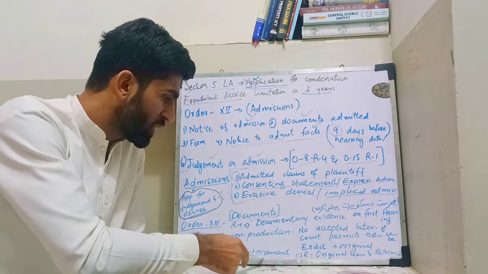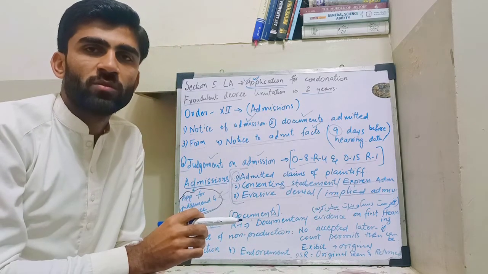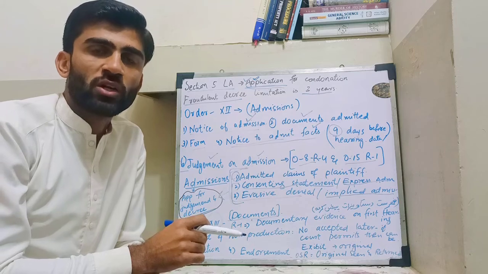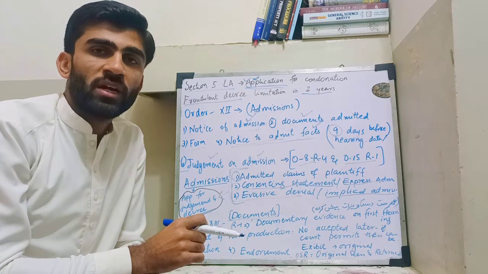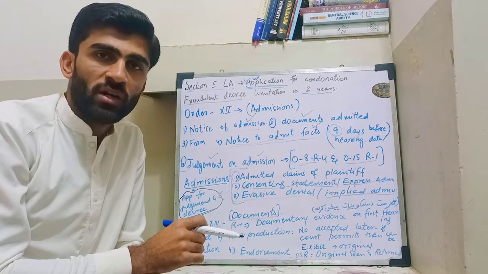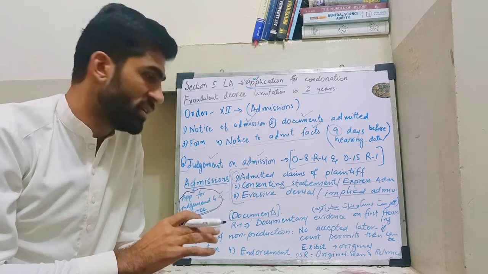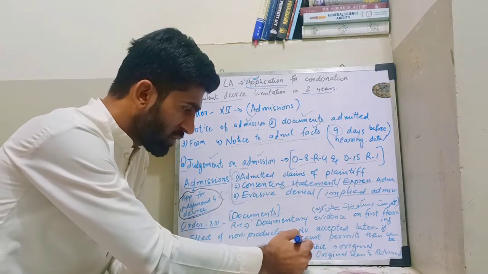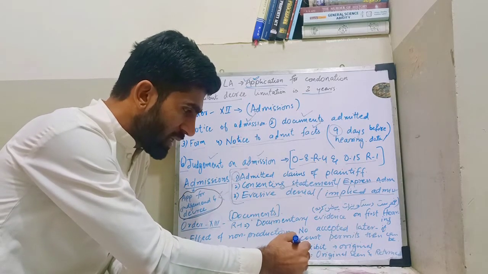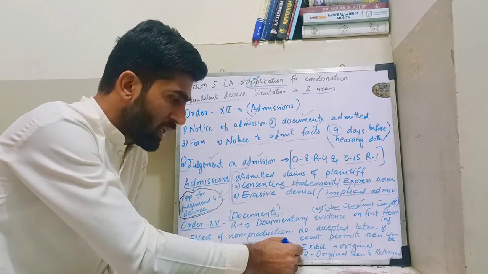Then the endorsement of the documents. The court will stamp the documents, which will be endorsed by the court. So those documents will be admitted as evidence. But if they are not endorsed by the court, they will not be admitted as evidence. So the court will write exhibit. What does exhibit mean? Original document. So the court will write on the document.